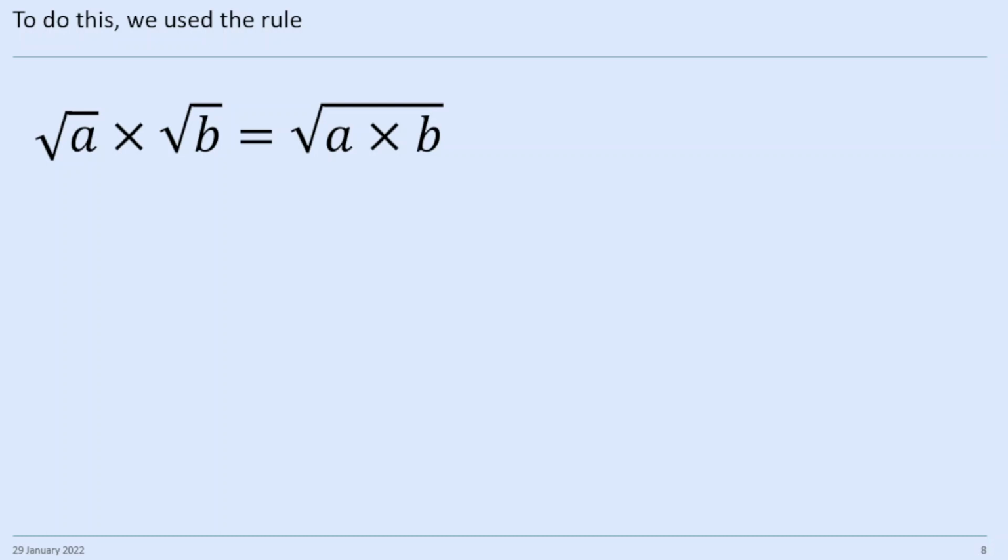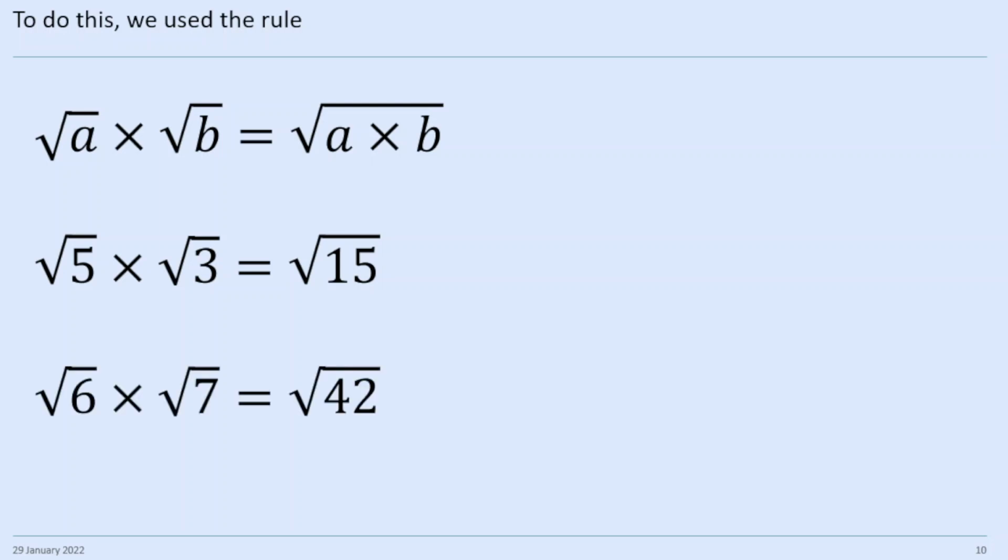So to do this we use this rule, square root a times square root b equals square root a times b. Square root 2 times square root 8 equals square root 2 times 8, which is 16. Here are some more examples just to give you a flavour for it, a feel for it. So square root 5 times square root 3 equals square root 15. Square root 6 times square root 7 equals square root of 42.